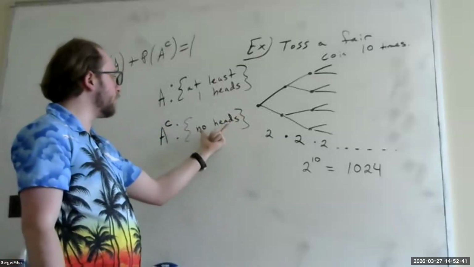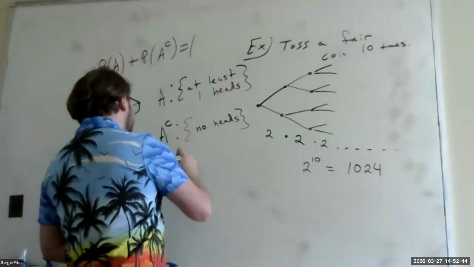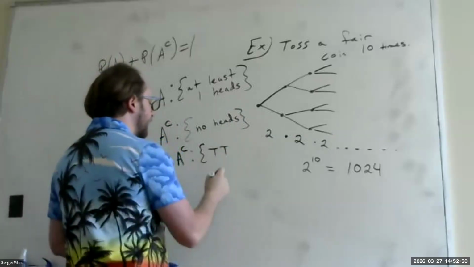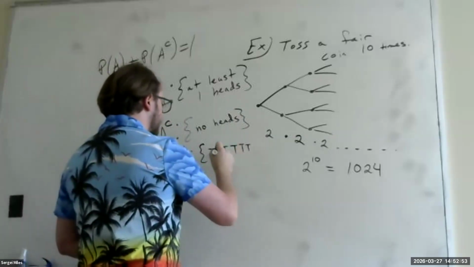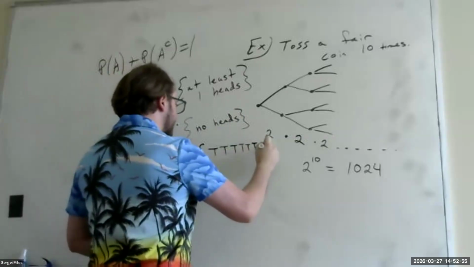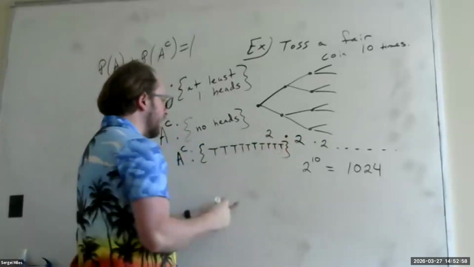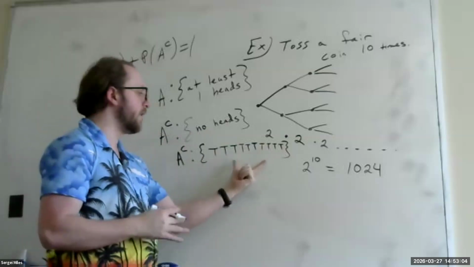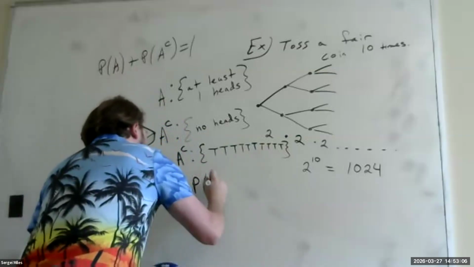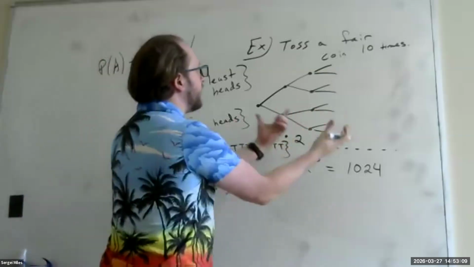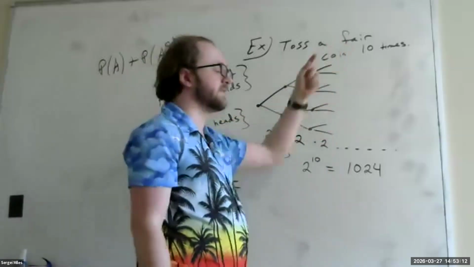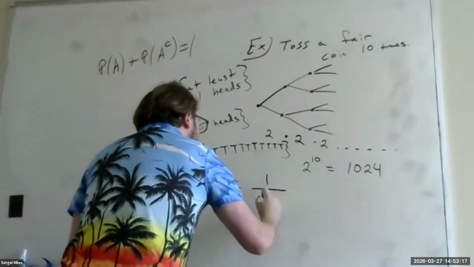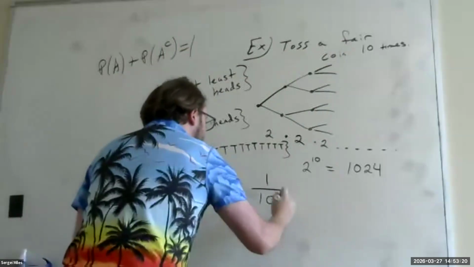In fact, there's only one way to get no heads. That means a complement is the event with the sample point where I got tails 10 times in a row. So let's see, 1, 2, 3, 4, 5, 6, 7, 8, 9, 10. There's only one way for the complement to happen, where I got all tails. Well then, lucky us, the probability of a complement, because all the outcomes are equally likely, this is a fair coin, then this means the probability of the complement is 1 out of 1024.